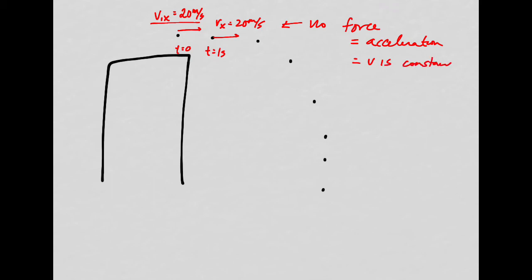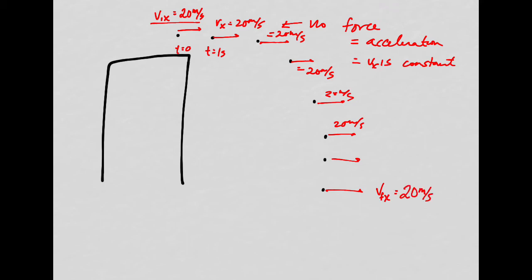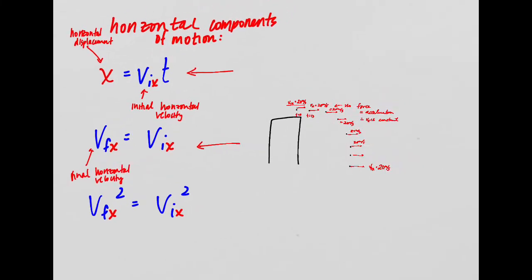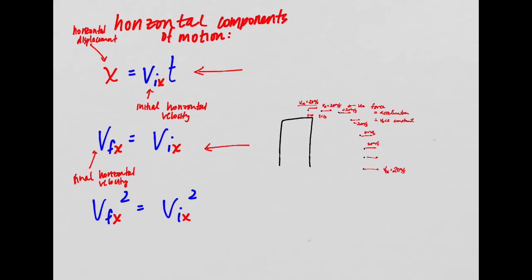So that means throughout this whole entire path, at t equals 2, my velocity equals 20 meters per second. At t equals 3, the horizontal velocity is 20 meters per second. You get the picture. All of these are 20 meters per second, 20 meters per second, 20 meters per second. So when it stops, the final Vfx is also equal to 20 meters per second, which is beautiful because that's what our equation says. But this equation is basically just telling us something we already know.